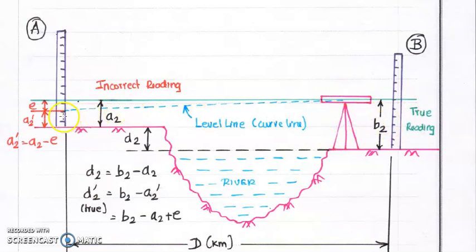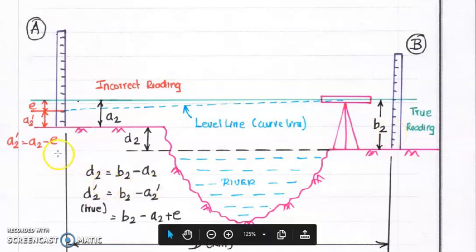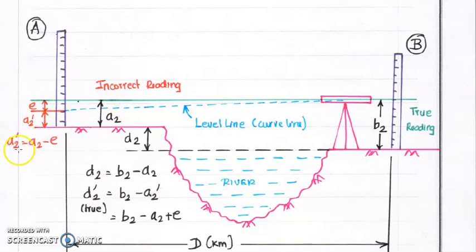Similarly, now you can bisect the leveling staff held over point A. So now you get A2. Initially the true reading is A1, and now this is named A2. Initially B1 is the error reading, and B2 is the true reading. Similarly you can get A2 dash. In order to get A2 dash, A2 minus E. What is D2?